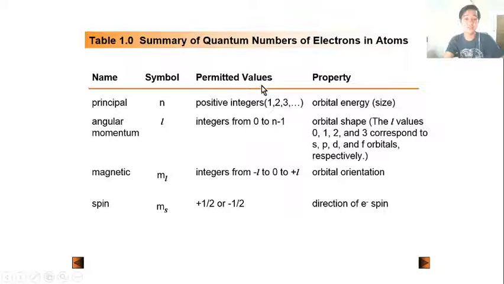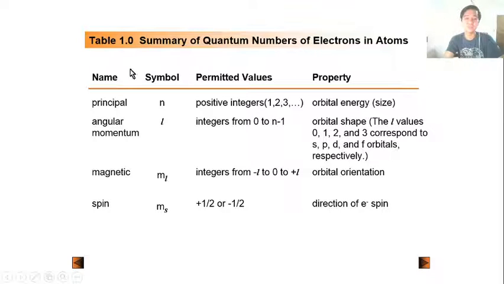What are the permitted or allowed values for principal? It's positive integers: 1, 2, 3, and so on. For angular momentum or azimuthal quantum number, the allowed values are integers from 0 to n-1. Magnetic is from -l to 0 to +l. And spin can only have 2 allowed values. It could either be +1/2 or -1/2.